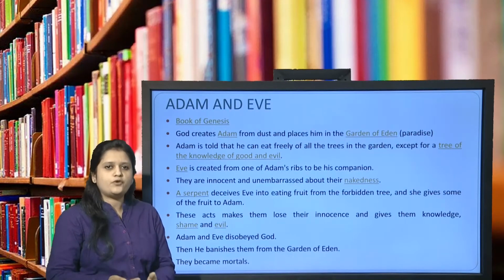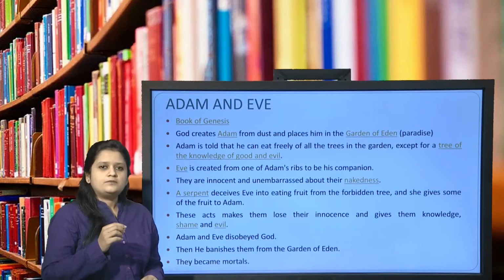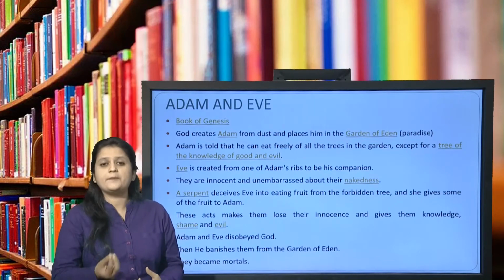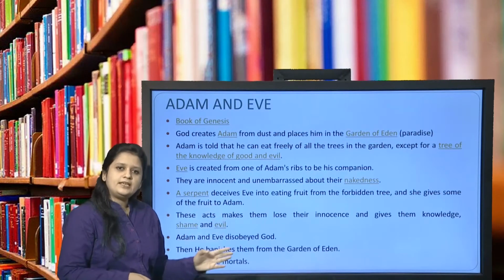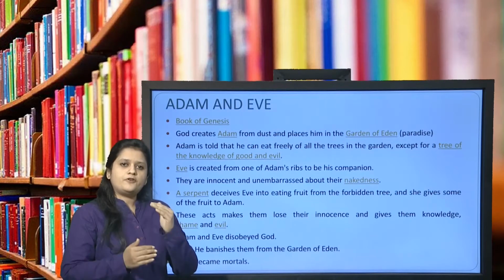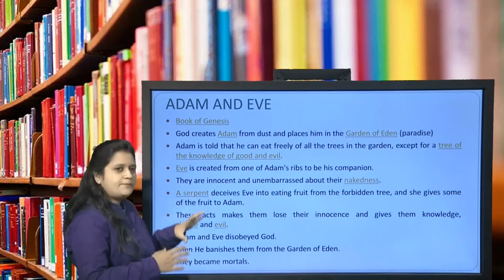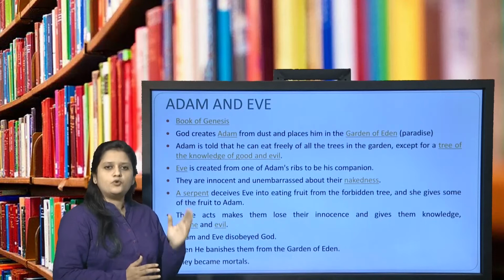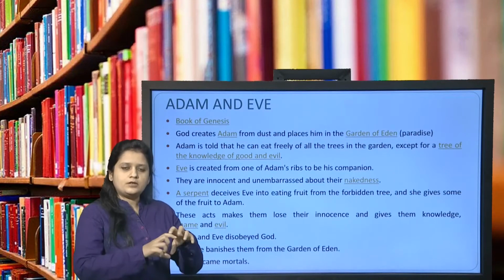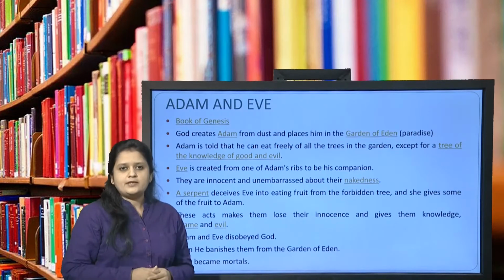So henceforth they were regarded as mortals, human beings who are prone to committing sins. And the sin of Adam and Eve, that is the act of disobeying God by eating the fruit, is considered the first and foremost sin to have been committed by man and woman. So this is the background story of what is there in the book of Genesis in Christianity. So on the basis of this background, Mark Twain has created a short story which is entitled Eve's Diary.